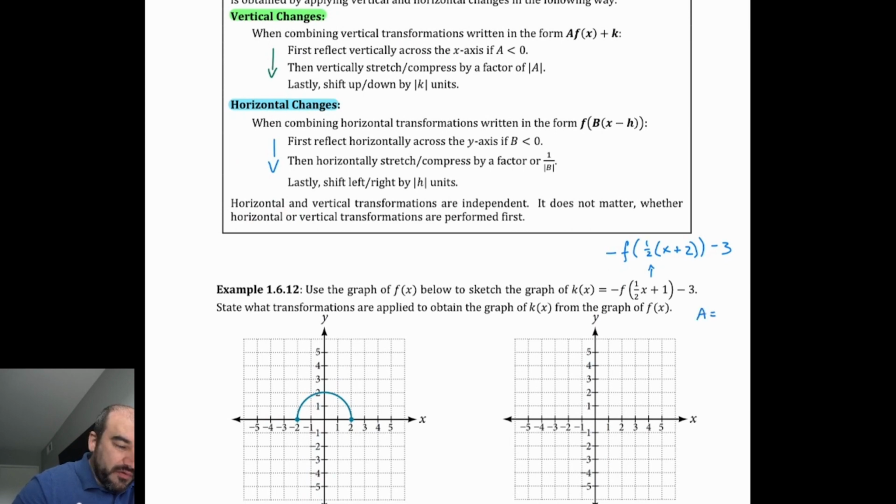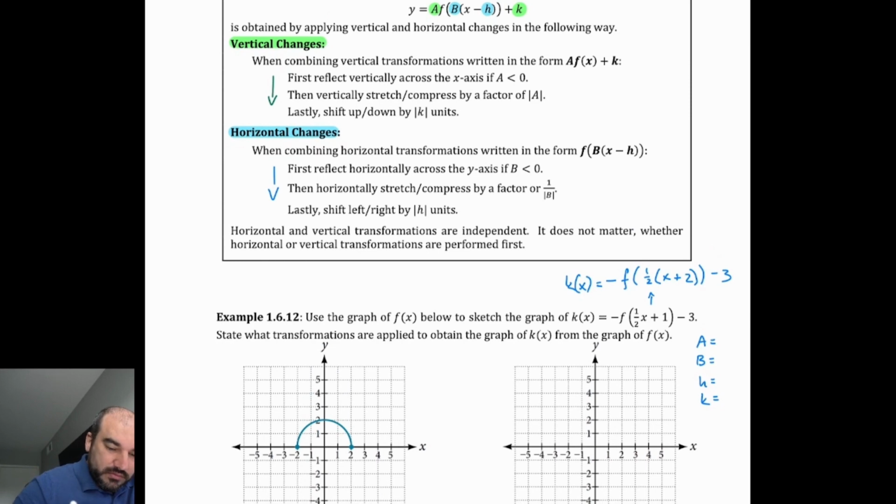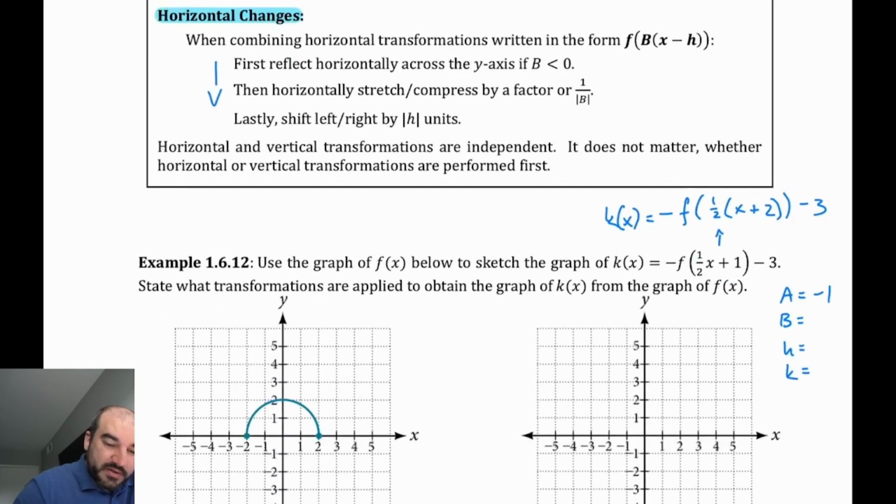We have an a, we have a b, we have an h, and we have a k. All right, so we should identify those 4 things before we start doing the vertical stretches or compressions or horizontal stretches and compressions and stuff. So what is my a here? A being the number in front of the f. What is my a? -1. -1, perfect. What is my b? 1/2. Perfect, 1/2. What is my h?